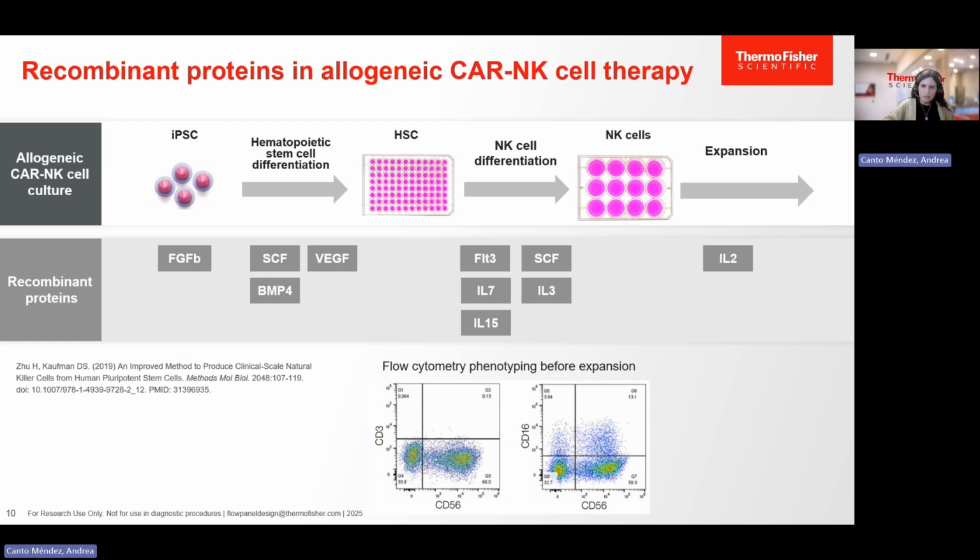And as you can see below, with this protocol, we obtained a majority of NK cells expressing CD56 with an absence of T cells, which would be here, CD3 positive, CD56 negative, or NKT cells, which would be the double positives. Moreover, with flow cytometry, we could check that these NK cells expressed typical NK markers such as CD16. With this, we knew that the phenotype that we wanted to obtain was successful, and we were ready to expand them using IL-2.